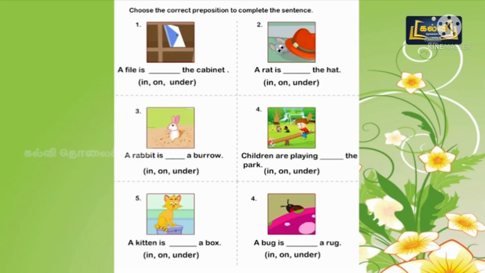Fifth question. A kitten is dash a box. In, on, under. The last one in this picture is a bug is dash a rug. In, on, under. See, these 6 questions have the options in, on, under. The same options all the 6 questions have. You have to choose the correct one. You have clearly understood these 3 prepositions in, on, under, and also other prepositions.